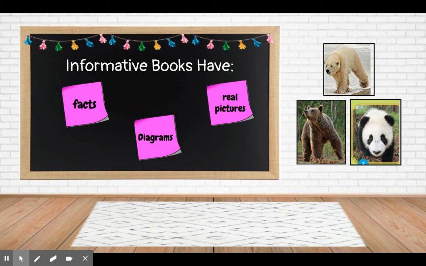Great job today, boys and girls, learning more about information books and the informative writing that are in them. For your assignment today, you're going to sort through some information books and some books that aren't information books. Remember, we've talked about three things that informative books have: facts, diagrams, and real pictures. Use what we've talked about today to help you with your assignment.